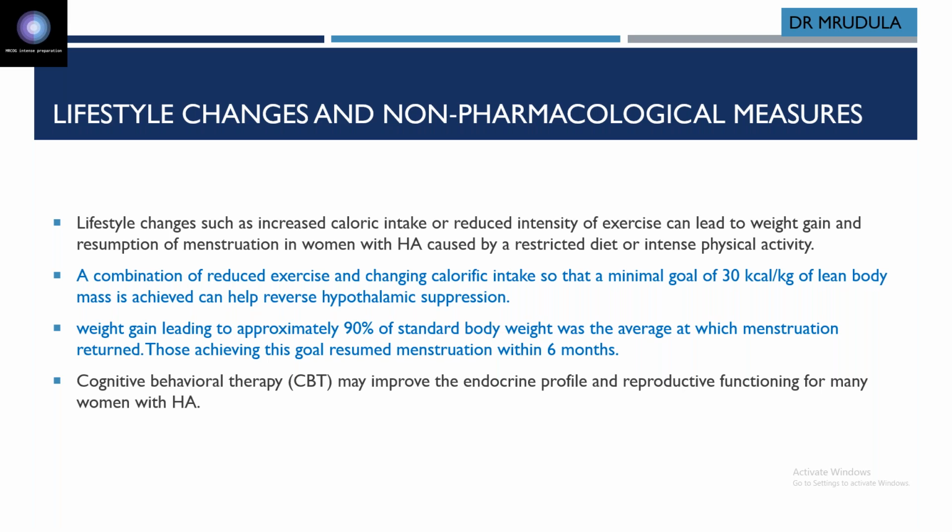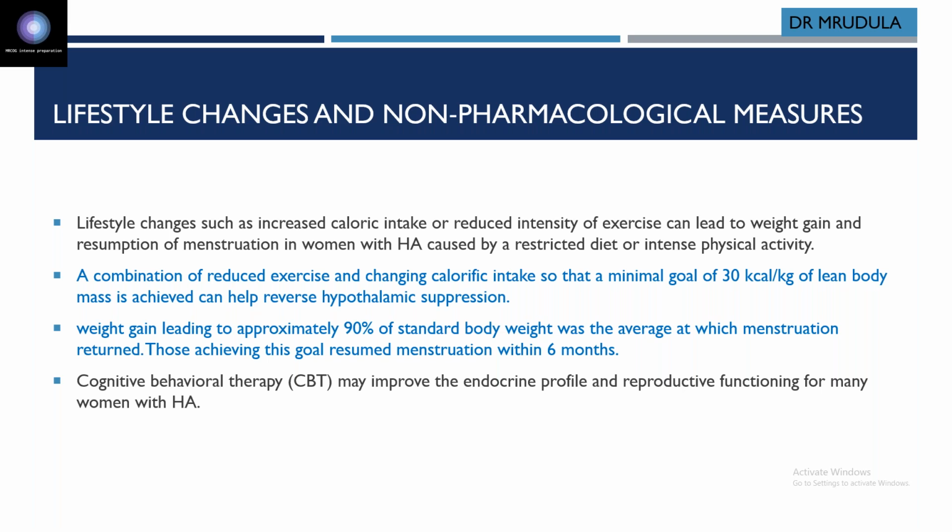And when weight gain occurs and the BMI reaches up to 90% of standard body weight, then they usually resume menstruation within 6 months of achieving this ideal weight goal. So when the weight gain comes up to the level of 90% of standard weight, they usually resume menstruation within 6 months of achieving normal weight.